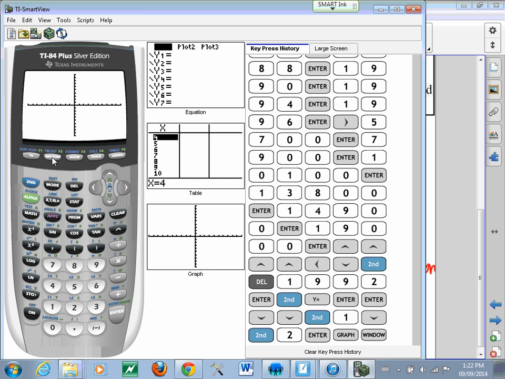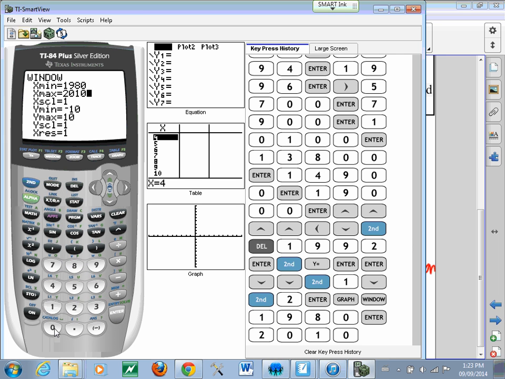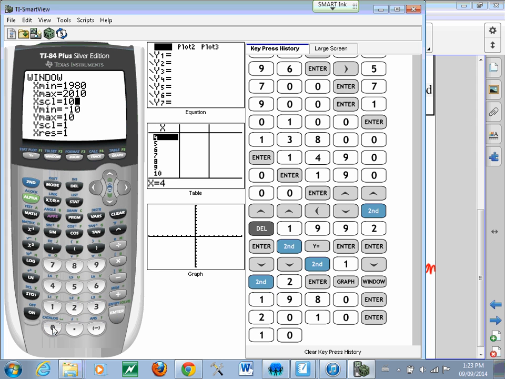So you got to press window and think carefully. What did we put in L1? That was our years. So since it started at 86, why don't we put 1980 in? Okay, enter. Maximum, let's make it 2010, just so that we can do some predictions if we want to. And we'll use a scale of 10. Okay.